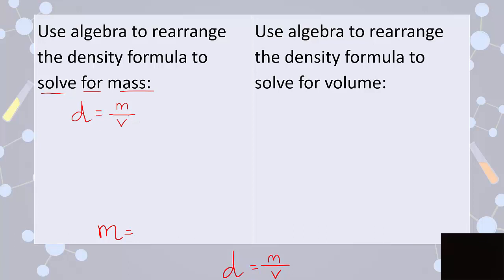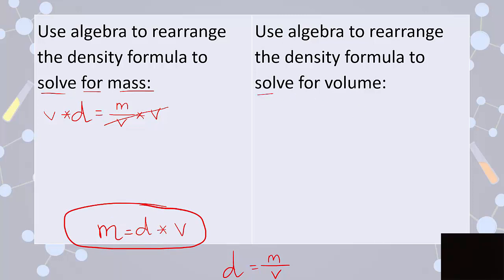Well, mass is divided by the volume. So what we can do is multiply both sides by volume, because algebra says whatever you do to one side, do the same to the other. But then the volume over here cancels. So we get that the mass is the density times the volume. So that's the answer here for the rearranged version for mass.